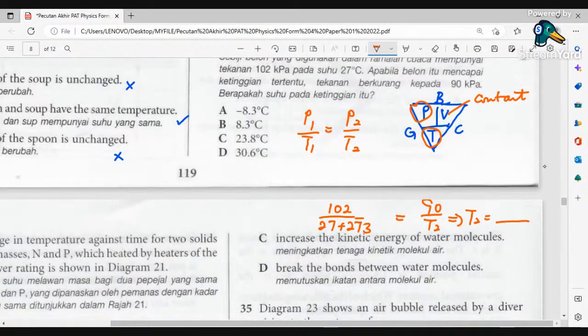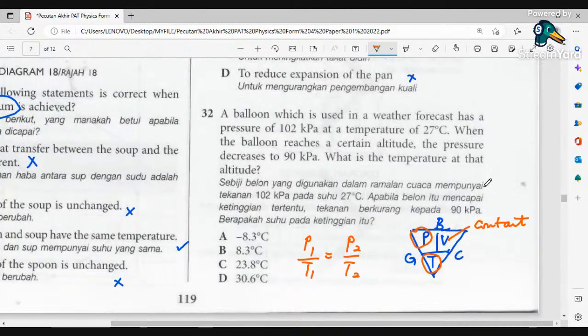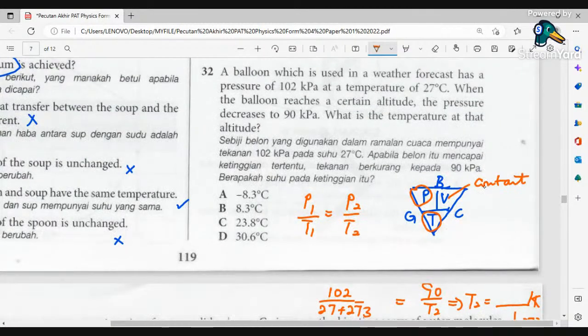Okay, your answer will be in Kelvin. To get answer in degrees Celsius, what you do? Minus 273. Okay, minus balik ya. You akan dapat jawapan dalam degree Celsius. Okay, so for this question, your answer should be A. Okay, sebab ada decrease in temperature, temperature drop smaller.